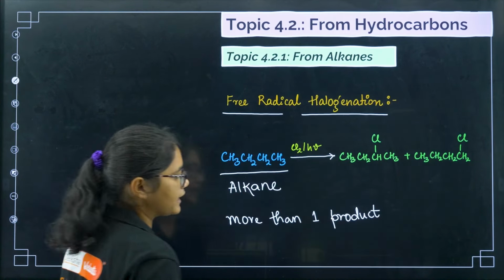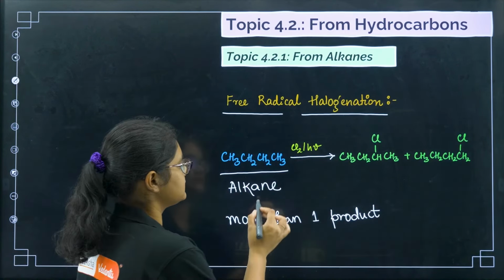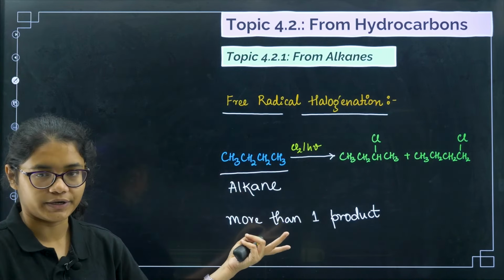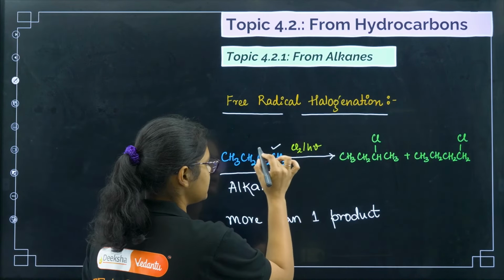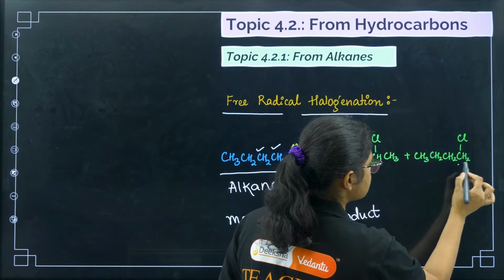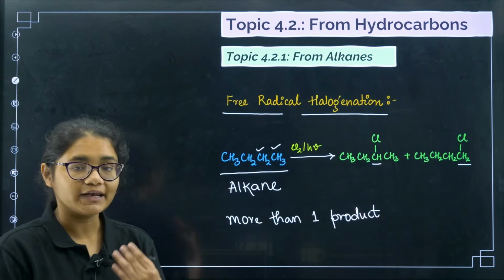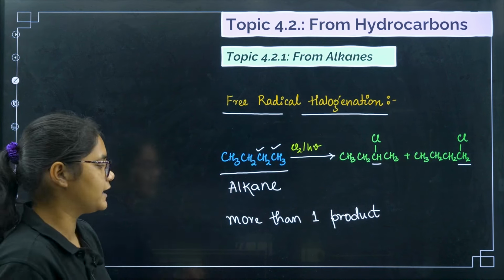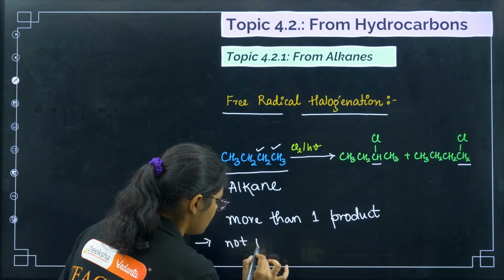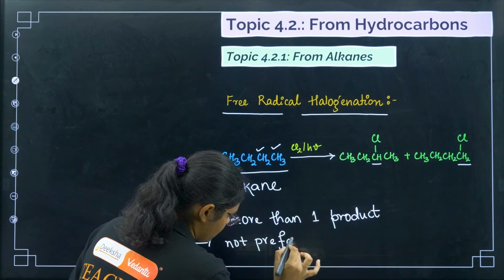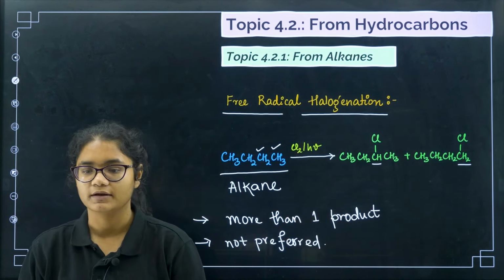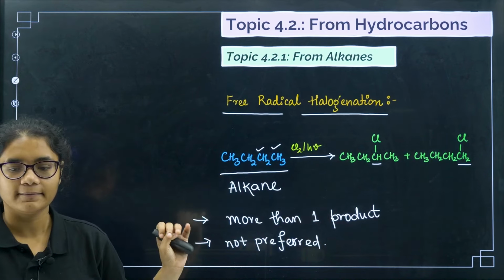Now, we are getting more than one product because a hydrogen is replaced with chlorine. This hydrogen can be replaced, this hydrogen can also be replaced. So we can get a product like this, we can get a product like this. So we are getting a mixture of products. Because we are getting a mixture of products, this method is not preferred, because more than one product is formed. Clear?